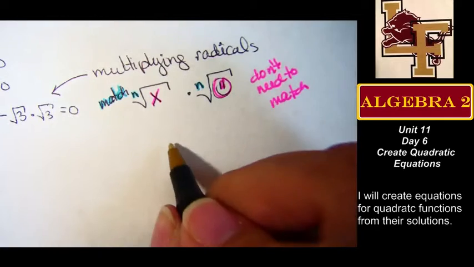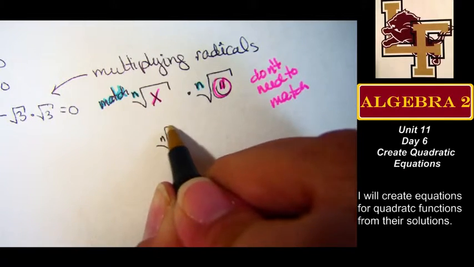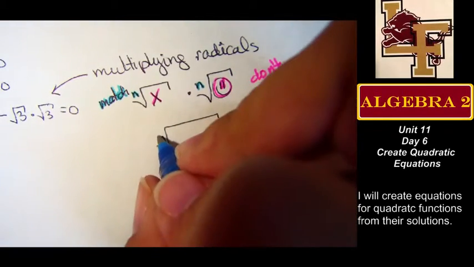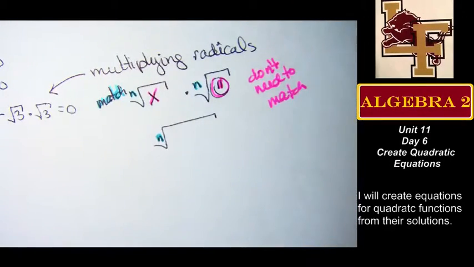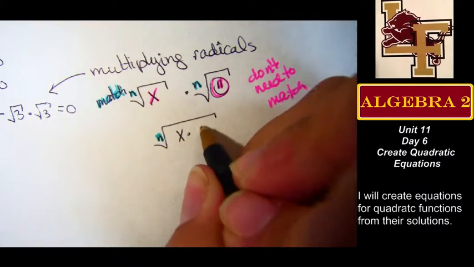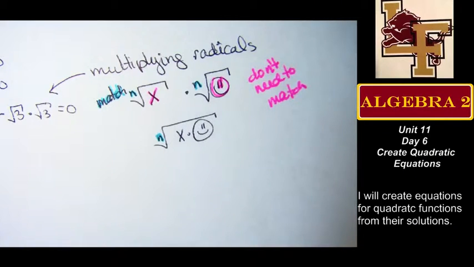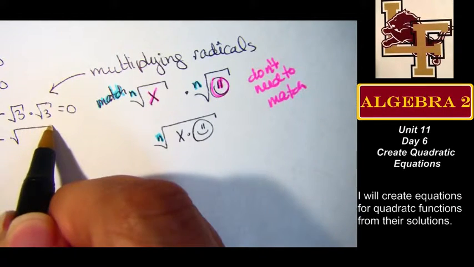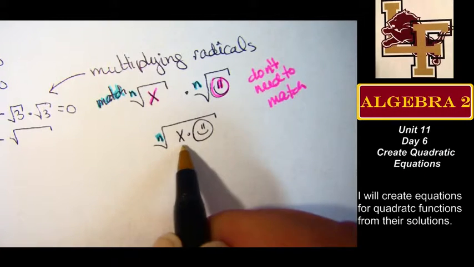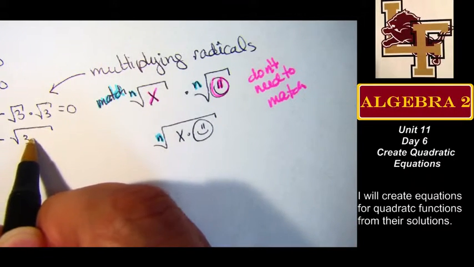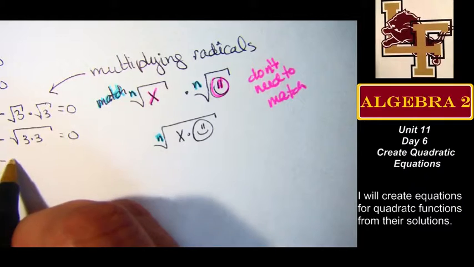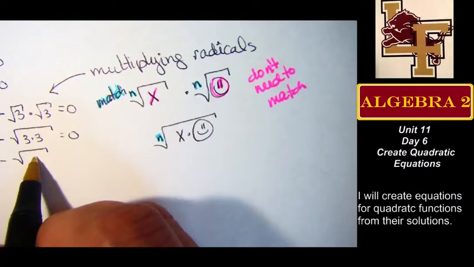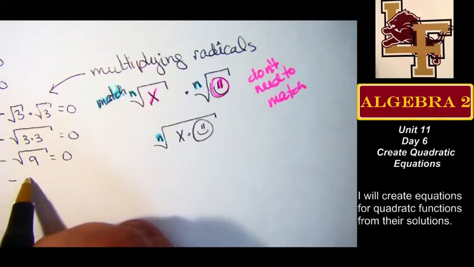Once you have the radicals matching, you can rewrite it keeping the index. Don't change it. But you're going to multiply the things inside. Okay? And it doesn't matter what those things are. You're just going to multiply them inside. So you multiply the x with the smiley face. Sure. So here, we rewrote it as one radical, and we're going to write the two things inside multiplied together. 3 times 3 is? 9. Square root of 9 is? 3.